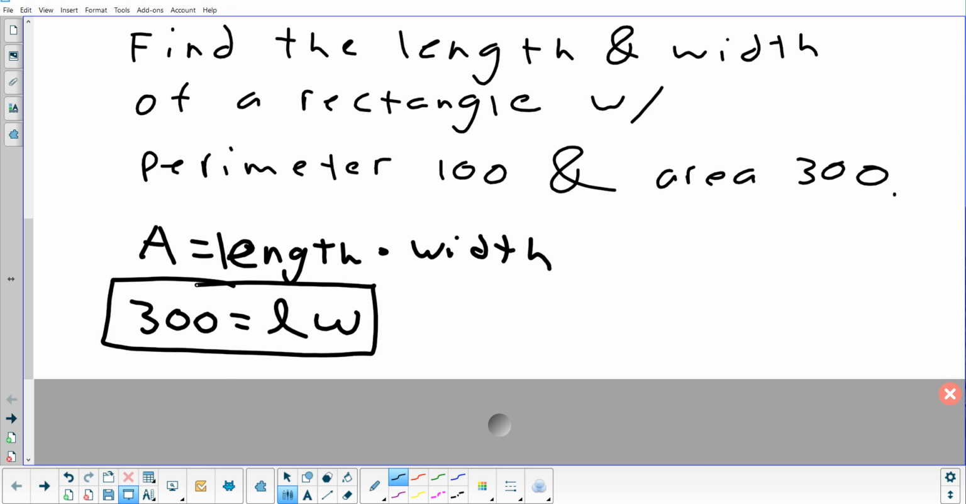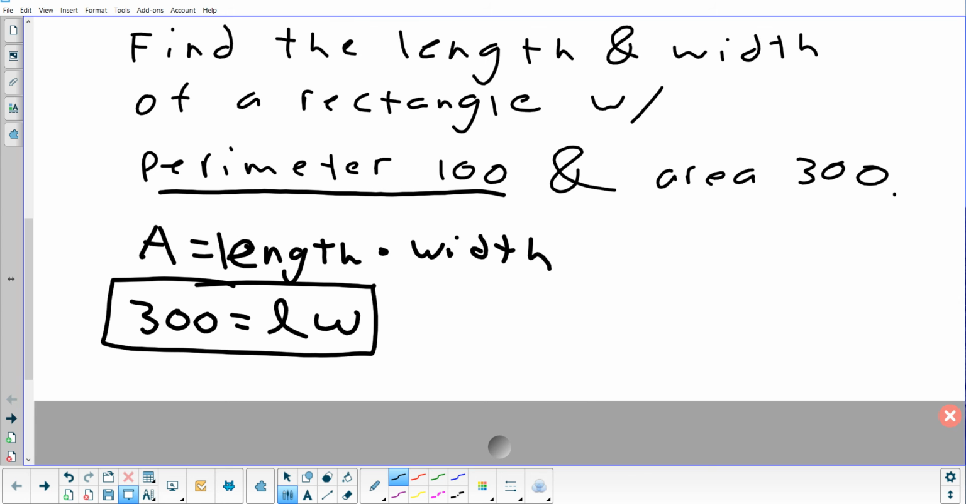And if that's all you knew, there's an infinite amount of answers to that problem. Something times something gives me 300. Okay, 10 times 30, 300 times 1, 150 times 2. There's lots of answers. But they give me another piece of information: the perimeter.